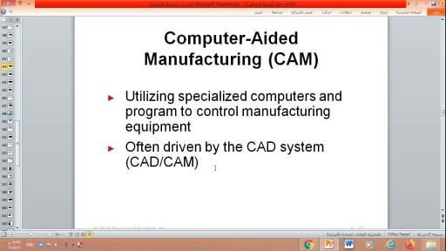Computer-aided manufacturing means the use of information technology to control machinery, or utilizing a specialized computer program to control the manufacturing equipment. Often the computer-aided manufacturing is driven by the computer-aided design. So again, computer-aided manufacturing is a specialized computer program used to control the manufacturing equipment.